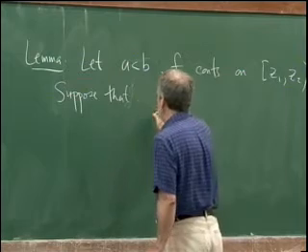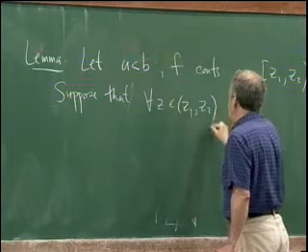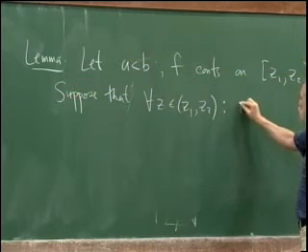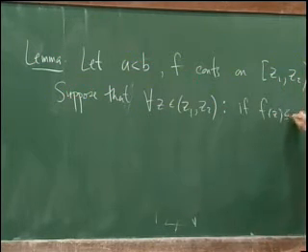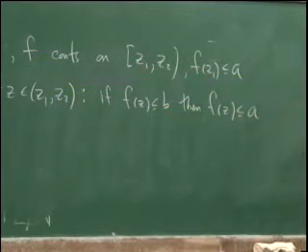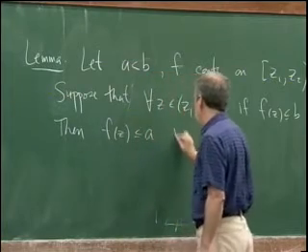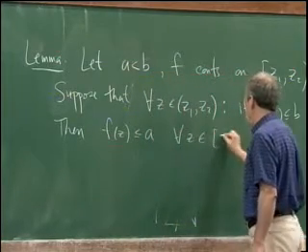Suppose that you could show that for any Z which is strictly between Z1 and Z2, if f of z is less than or equal to b, then f of z is less than or equal to a. So if f of z is less than or equal to 4, then it has to actually be less than or equal to 3. Suppose you knew that. Then the conclusion is that f of z is less than or equal to a for all z in the interval Z1 up to Z2.